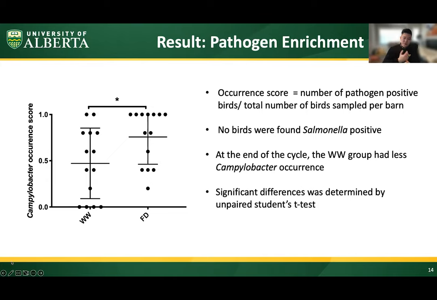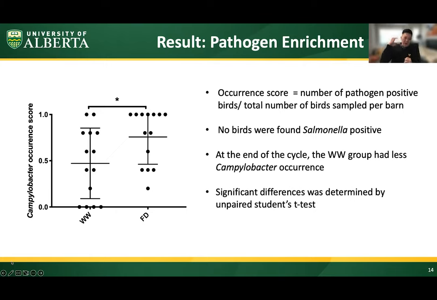And to examine foodborne pathogens, we tried to use specific media to see if we could cultivate or revive Salmonella and Campylobacter from the cecal digesta. Here, an occurrence score is defined as the pathogen-positive birds divided by the total birds sampled in the same barn. For example, if 3 out of 5 birds sampled in the same barn were Campylobacter positive, the occurrence score of that barn is 0.6.